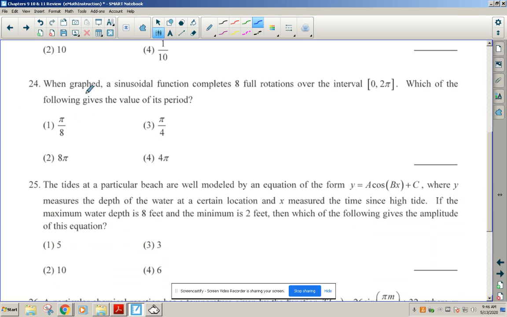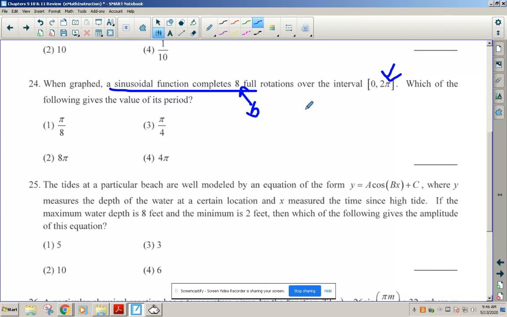Number 24, when graphed, a sinusoidal, again, that either means sine or cosine, completes 8 full rotations from 0 to 2 pi. So this guy is moving fast. If it completes 8 full rotations, this guy has a frequency of 8. This is the B. So that means it's got a big frequency. It's like going up and down very quickly.